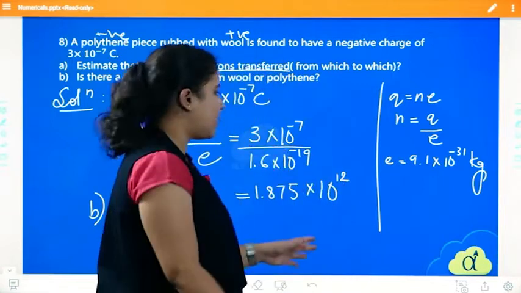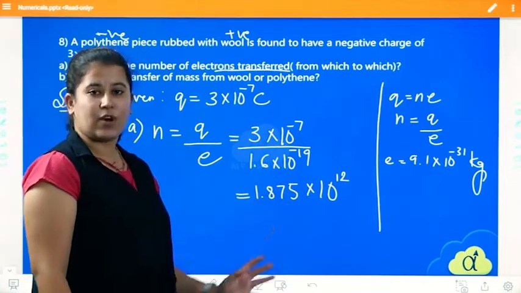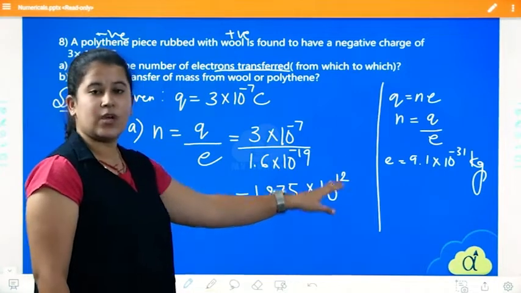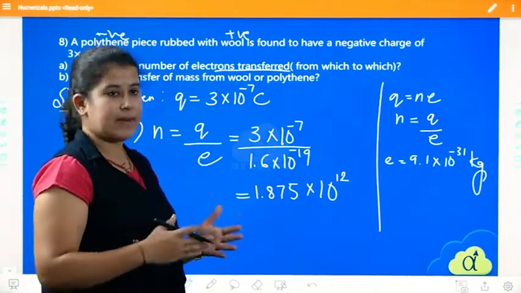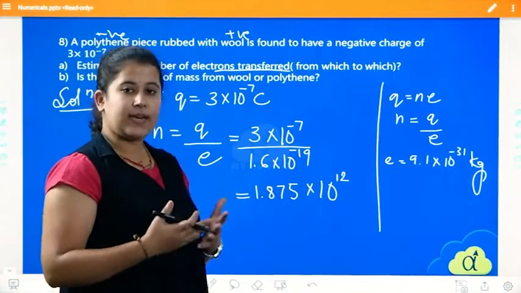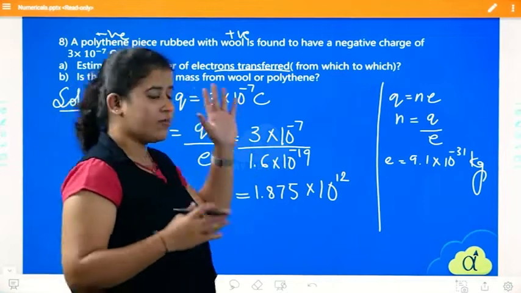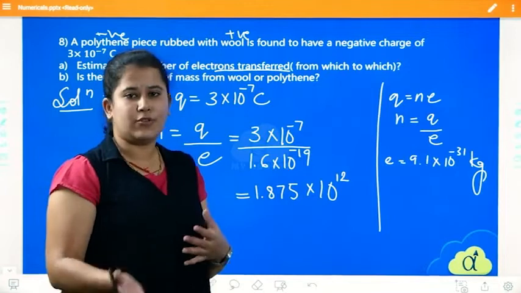It is 9.1 into 10 raised to minus 31 kg. So accordingly, I have to solve it. Like for 1.875 into 10 raised to 12 electrons, if I multiply it with 9.1, then I will get the number of, or the mass, or how much mass is transferred from wool to polythene.